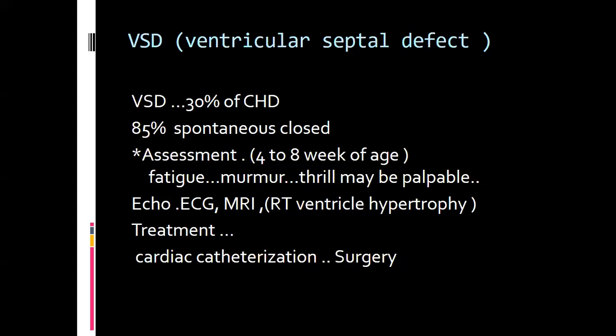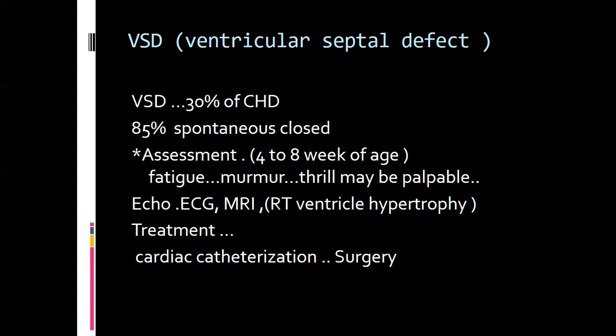So ventricular septal defect accounts for about 30% of the cases. 85% of cases close spontaneously. But in this case, right ventricular hypertrophy is more common in the patient. They also have fatigue, and an abnormal heart sound can be easily heard.